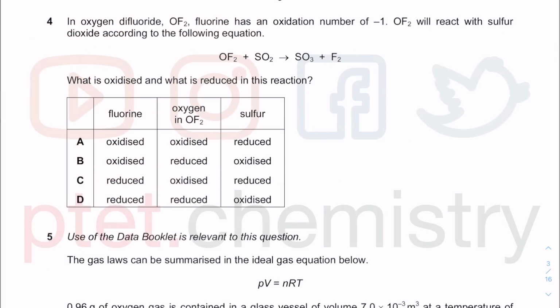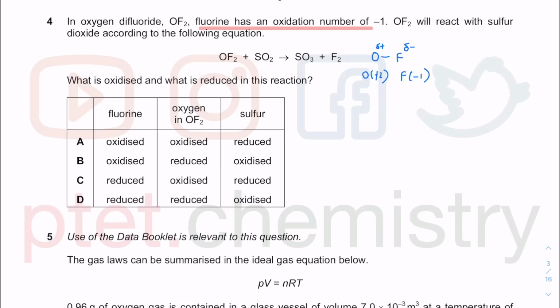Question number 4, oxygen difluoride has an oxidation number of -1 for the fluorine. The reason for that is because fluorine is more electronegative than oxygen, and therefore fluorine will be delta negative and oxygen will be delta positive. As a result, the fluorine will have a negative oxidation number. In this case, it's -1. The oxygen is +2 because you have OF2.